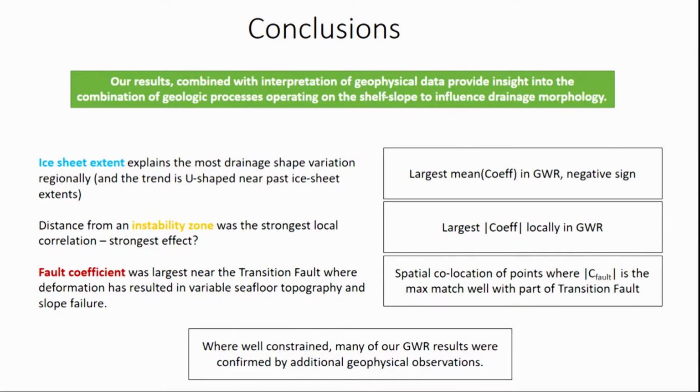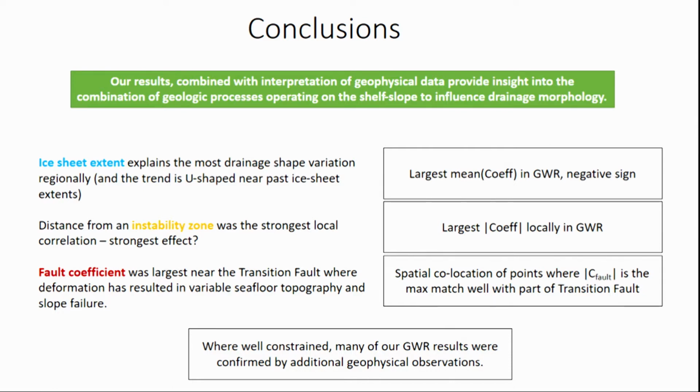So finally, our results combined with interpretation of geophysical data provide insight into the combination of geologic processes happening here and controlling the shape index. We saw that the ice sheets explained the most drainage shape variation, and that the trend was U-shaped nearby those. We could see that by the value of the coefficient.